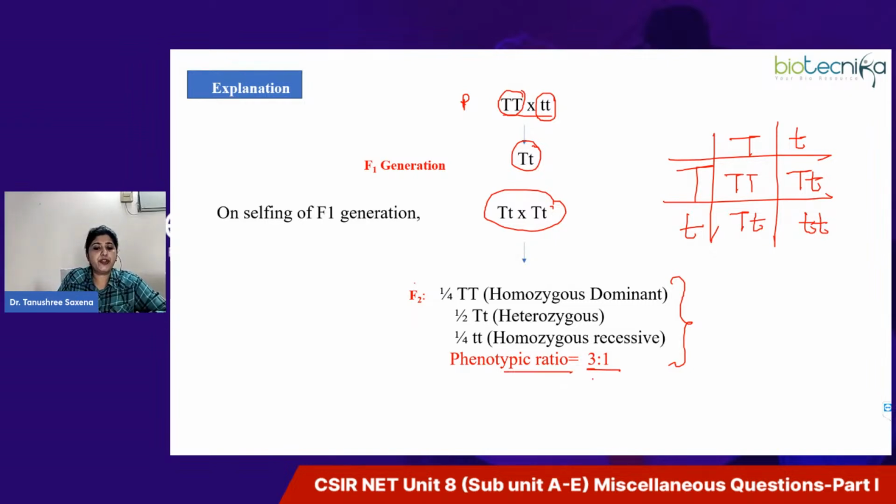So the phenotypic ratio is 3:1, but you can see the genotypic ratio is 1 out of 4 homozygous dominant and 2 out of 4 will be heterozygous. And if I further simplify, it is half. That is, out of 4, half are heterozygous and 1 out of 4 will be homozygous recessive.